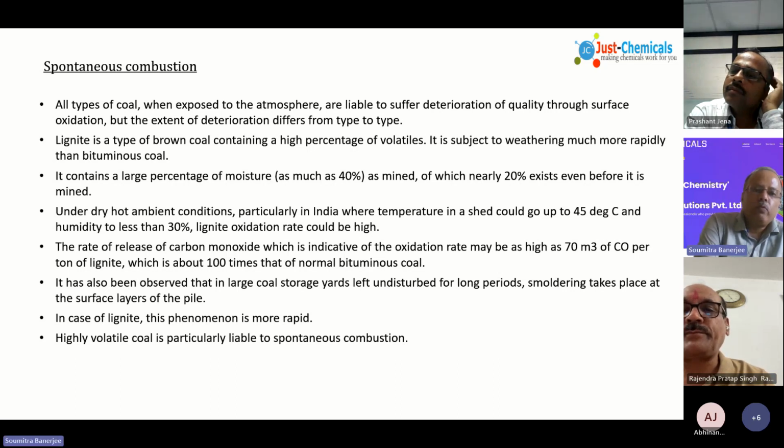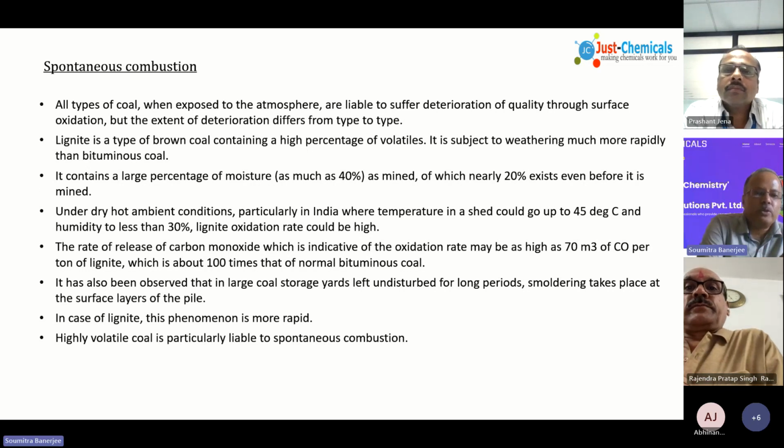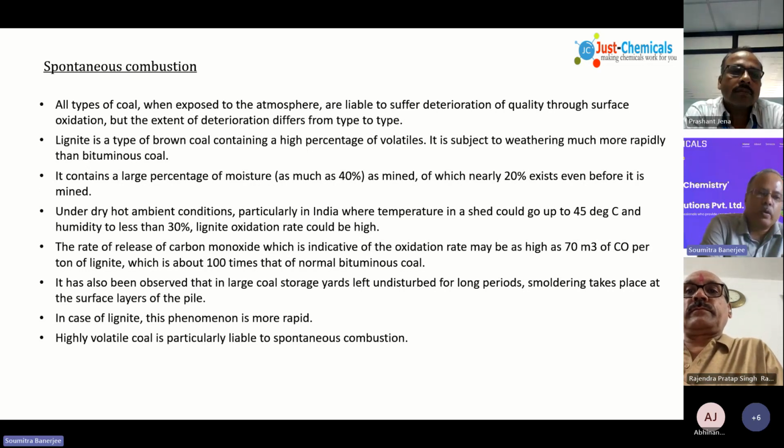All types of coal when exposed to the atmosphere are liable to suffer deterioration of quality through surface oxidation. Lignite is a type of brown coal containing a high percentage of volatiles, and lignite is subjected to weathering much more rapidly than bituminous coal. In India also we have a lot of lignite-fired plants. They also face this issue a lot.